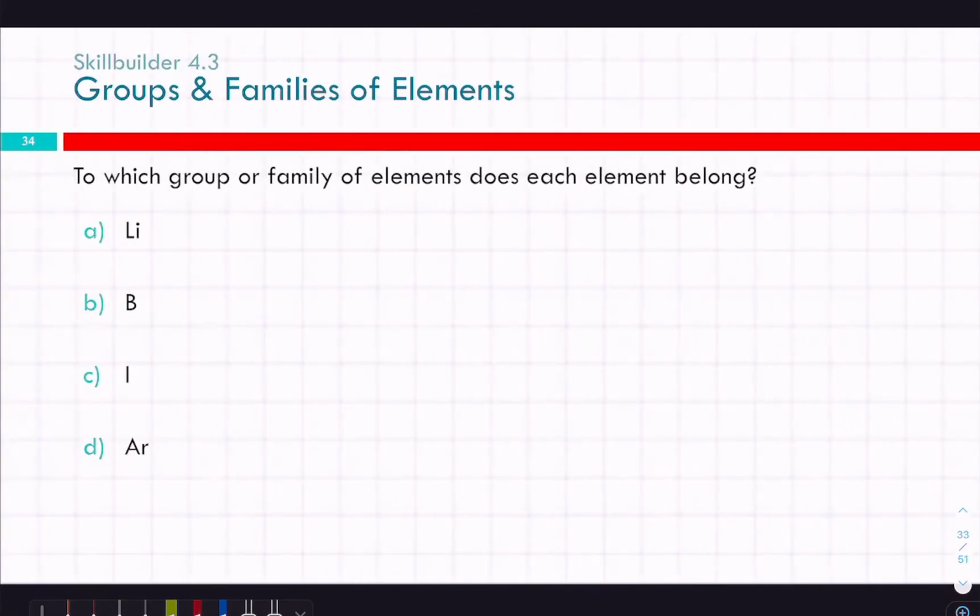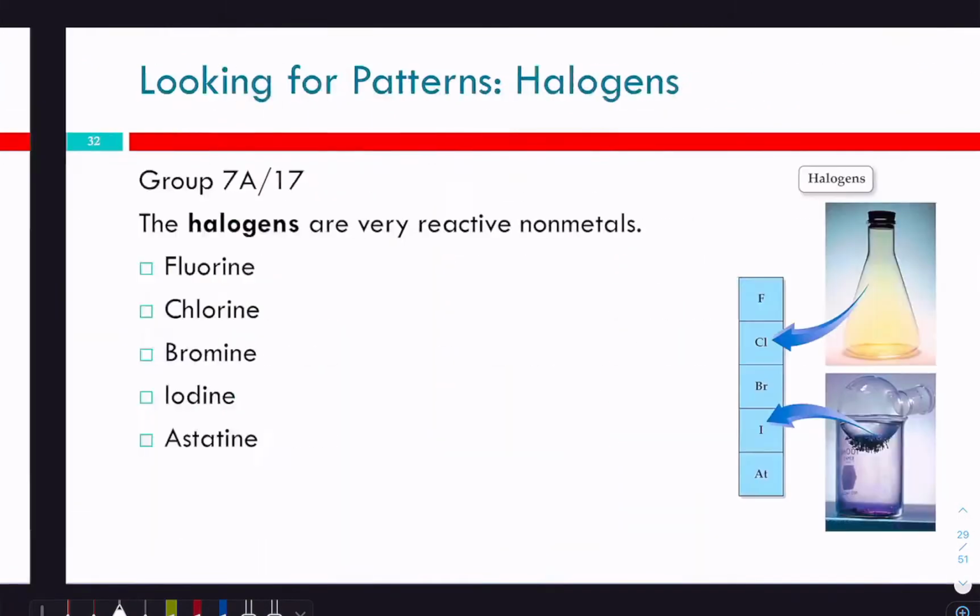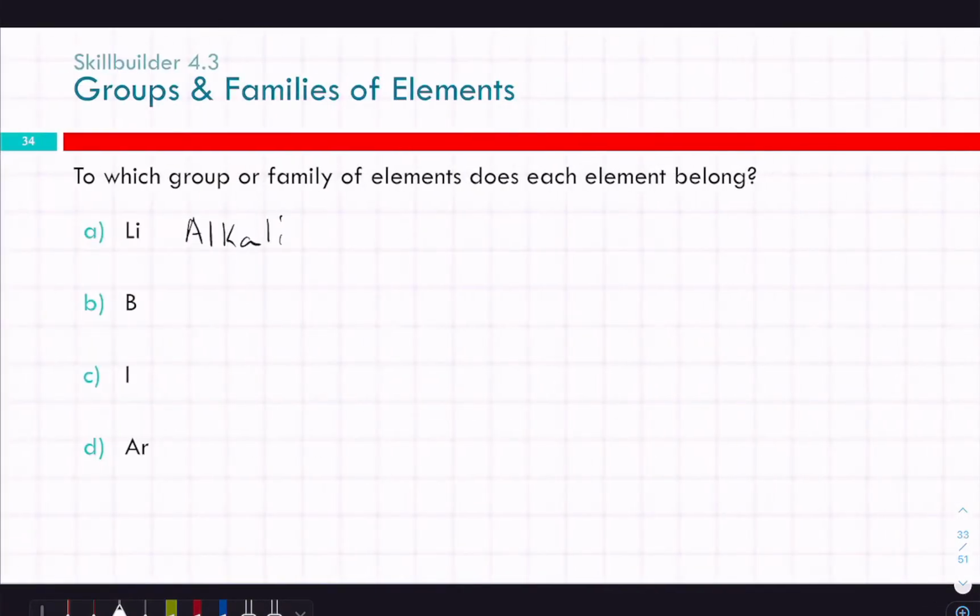Noble gases. So which group or family of elements does each element belong to? Well, for lithium, lithium's an alkali metal. And that's because it's in group 1. So that whole first column of the periodic table, alkali metals. Let me make sure I spelled that right. Yes. What about B, boron? Does it belong to a particular family? Or what is its group? It is a metalloid.